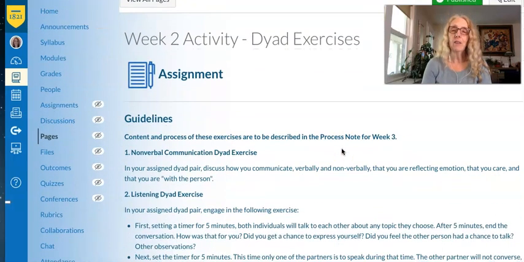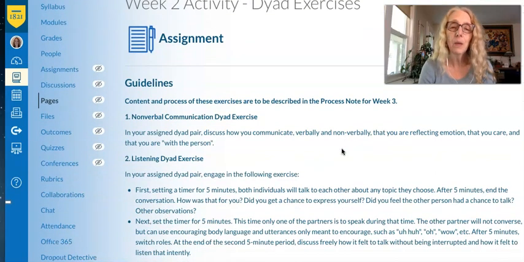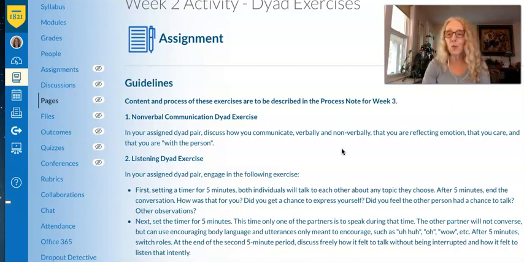Here's a dyad activity. So in week 1, you got to meet your dyad partner. You keep the same partner for the whole semester. And in this week, you're going to do 2 things. Well, kind of 3 things with your dyad partner. You will be reflecting on what you do, what your partner does in the week 3 process note. So you're not writing about anything here. I do encourage you, though, when you're finished, after you meet with your dyad partner, to start your process note for week 3.